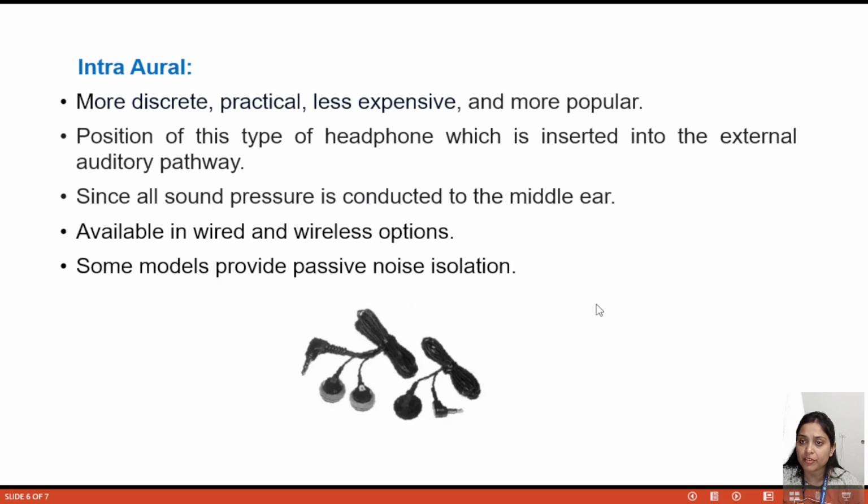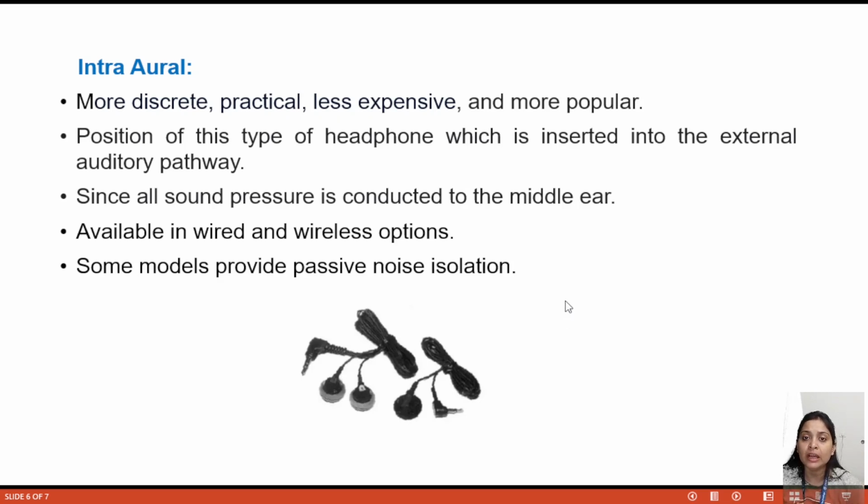This type of headphone is inserted into the external auditory pathway. Since all the sound pressure is conducted to the middle ear, this is actually the problem. Nowadays everyone says don't use headphones all the time, because sometimes it can be harmful for your eyes and ears also.